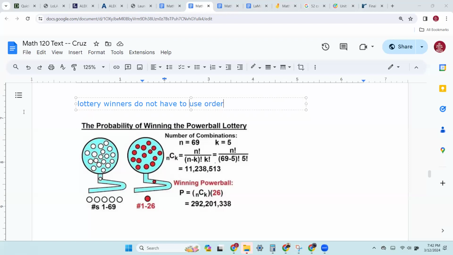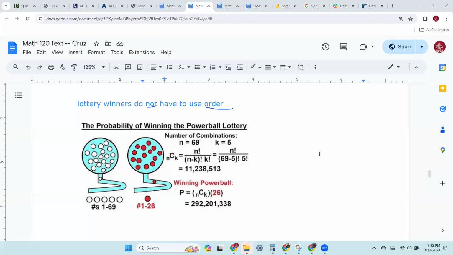So no order. Not ordered. Okay, so that's why we're using combinations here. I've mostly got this worked out, so I'm just going to fill in the blank. Now, what this is, it's a Powerball kind of scenario.